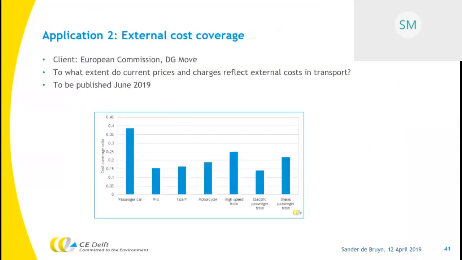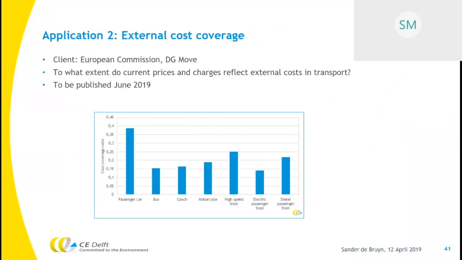So the other example is a project that we undertook for the European Commission, for the DG Move. So they wanted to have an investigation to what extent do current charges on petrol and on gasoline, but also ticket prices for aviation and ticket prices for trains, to what extent do all these costs that consumers pay cover the external costs of using this particular mode of transport? And here we did an investigation, and we figured out basically that all modes of transport are currently underpriced.